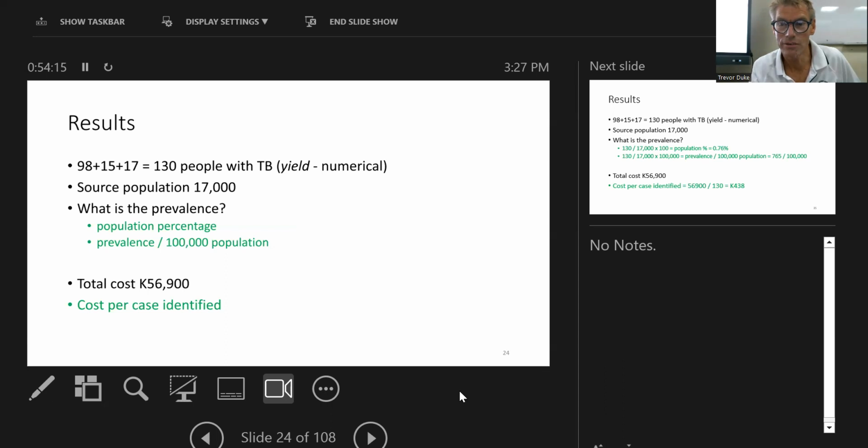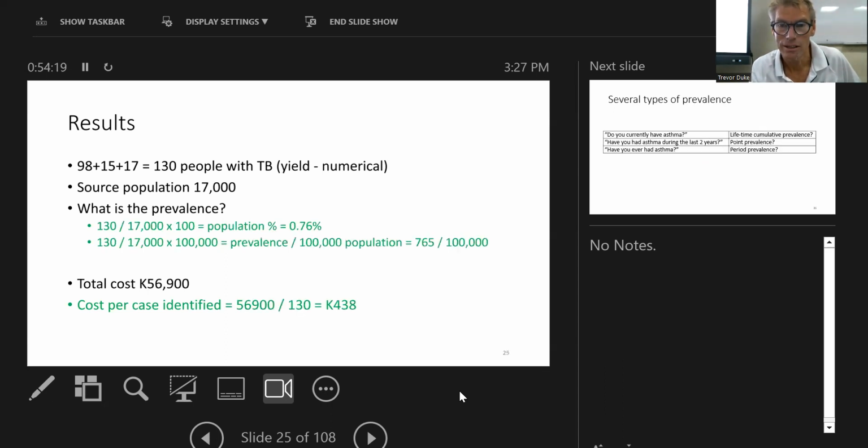Yes, that's right. 765, I think it is. But yeah. So if you do 130, which is the numerator, the number of people who were diagnosed with TB or had TB in the population, divided by 17,000 times 100, that gives you the percentage of it, 0.76%.